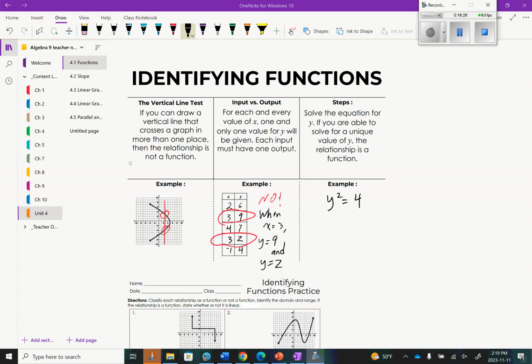When you're given an equation such as y squared equals 4, try to solve the equation for y. If we're able to solve that for one value, then it is a function. In this case, hold on. If I substitute 2 in place of y, 2 squared, 2 times 2, is 4. But if I substitute negative 2 in place of y, negative 2 times negative 2 is also positive 4. This, again, is not a function.